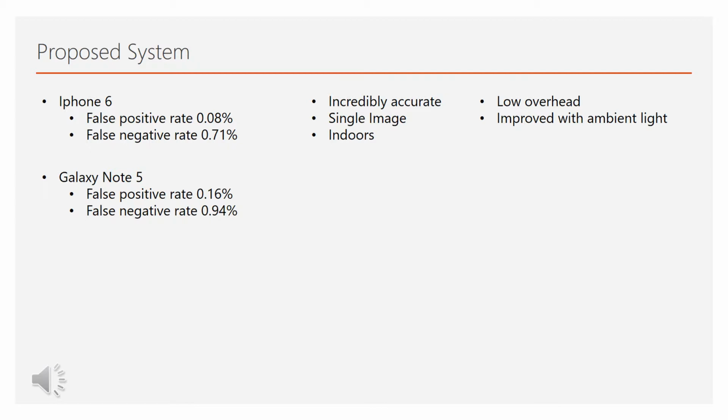The research was conducted indoors, which was the worst case scenario because their system is based off light. And it showed that it has a very low overhead. The overhead is low because it only required one picture, and the 50 pictures is just a massive strain on a mobile device.